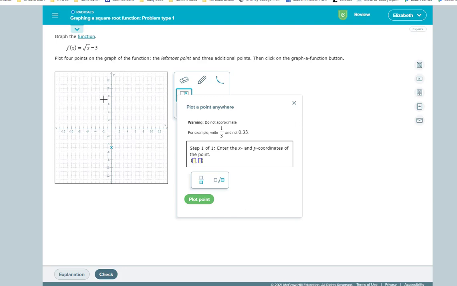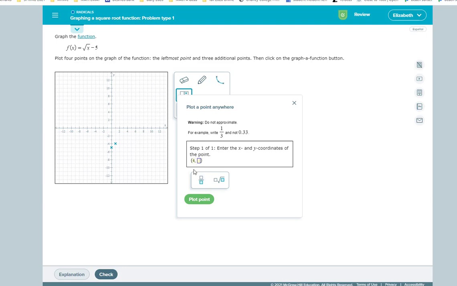All right, we need some more points. Well, 1 is the next perfect square after 0, so we'll put a 1 in there. The square root of 1 is 1. 1 minus 5 is negative 4. So I'm going to have the point 1, comma, negative 4. Plot that point. The next perfect square I could plug in would be a 4. The square root of 4 is 2. 2 minus 5 is negative 3.